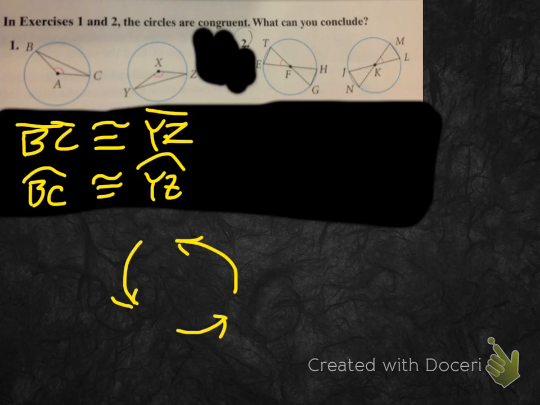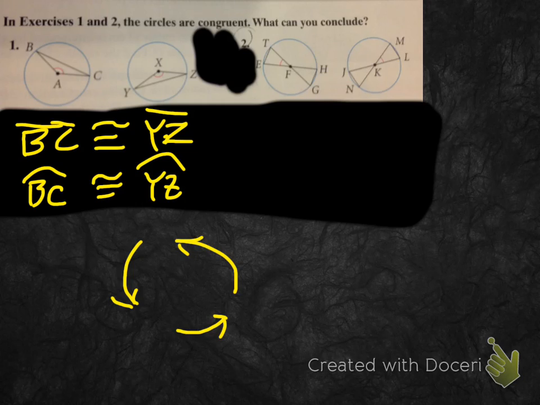So look at example 2 here. We are given just that these two central angles here, angle TFE and angle MKL, are congruent. But we also see that TG is a diameter, EH is a diameter, which means we're going to form vertical angles here. So there's a lot that can be given here.